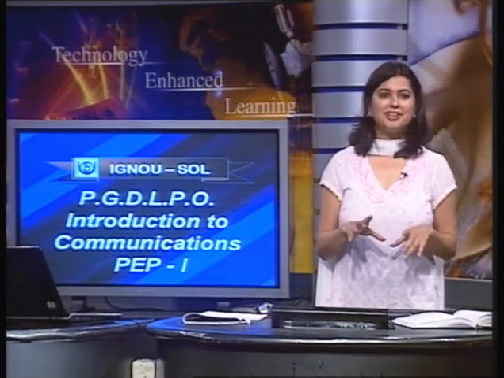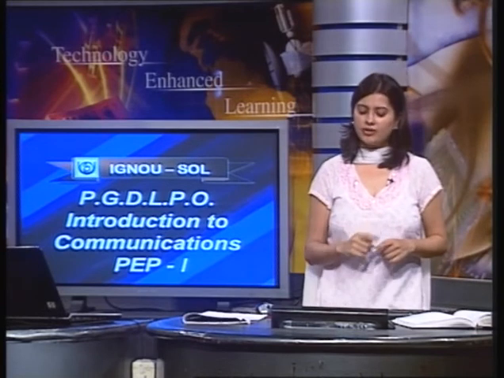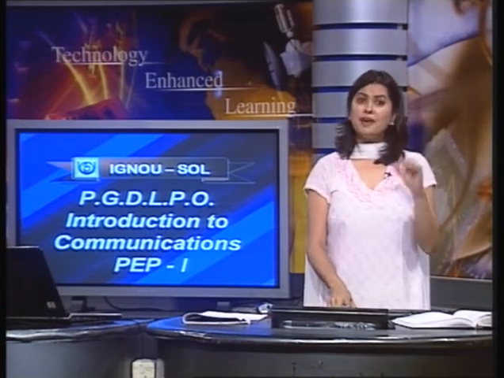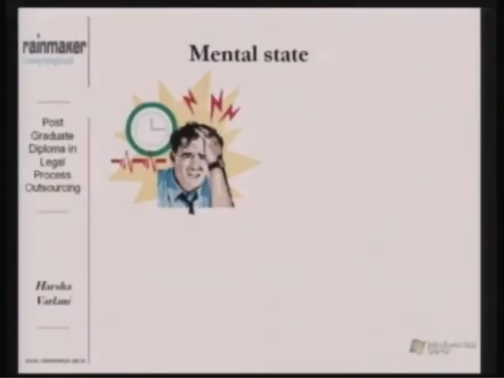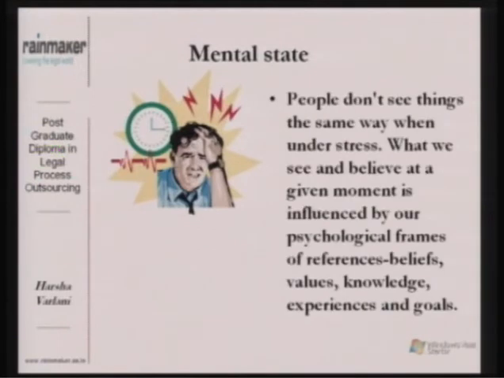So, you see how communication gets affected? Very important. Suspend perceptions while you communicate. Mental state. A lot of us are very stressed out, it's fine. That affects our emotions. Our mental stress affects our communication very strongly. People don't see things the same way when they are under stress.